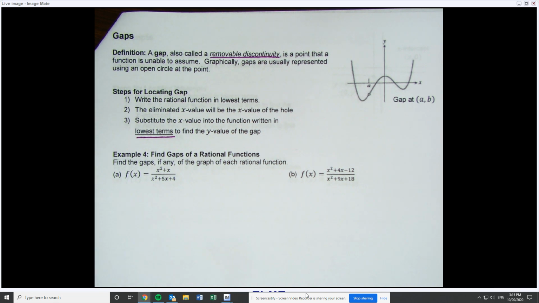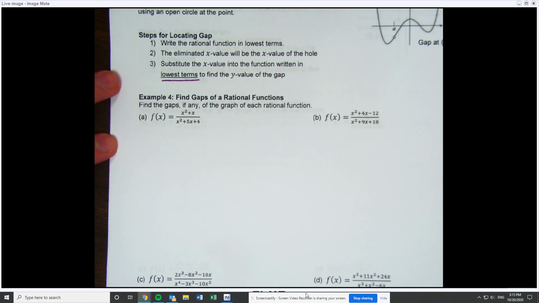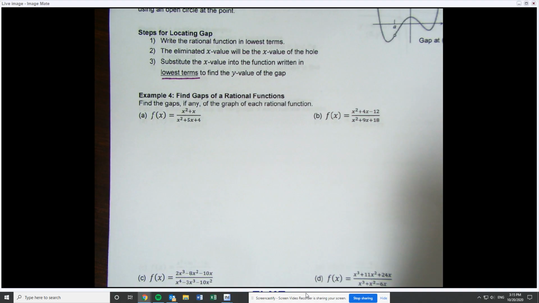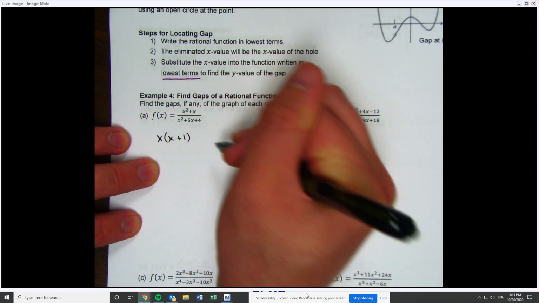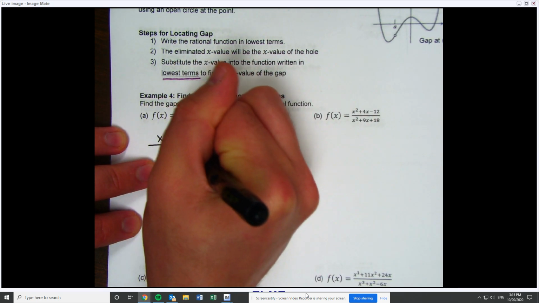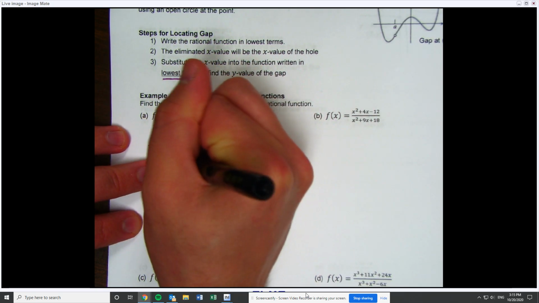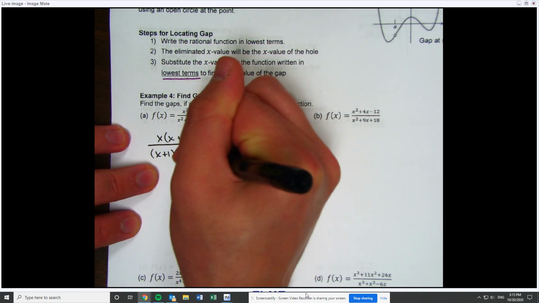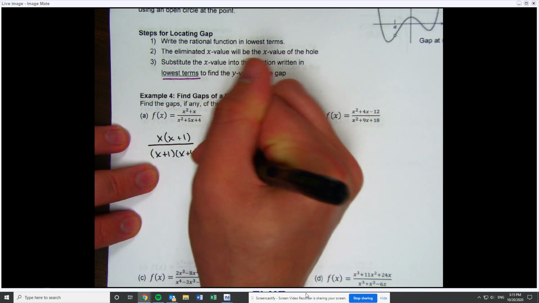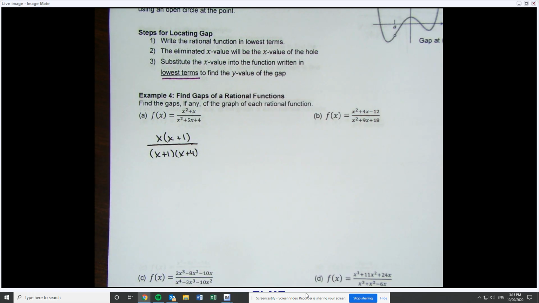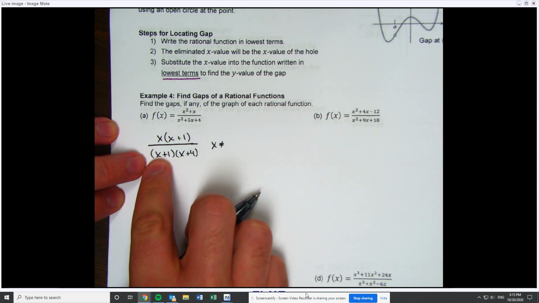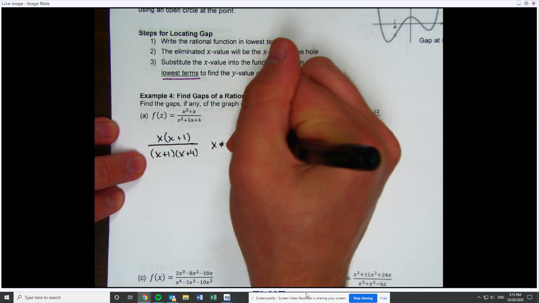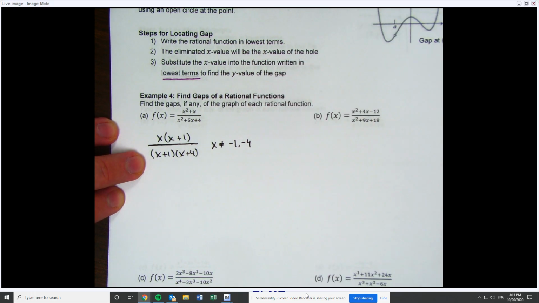All right, so I have several examples on this. Taking a look at the very first one, I'm going to factor as usual. I can factor an x out, and I have x plus 1 left over. On the bottom, doing the ABC method, I see that I can do x plus 1, x plus 4. Got it. Now, doing the domain, the values I can't equal are -1 and -4. Perfect.